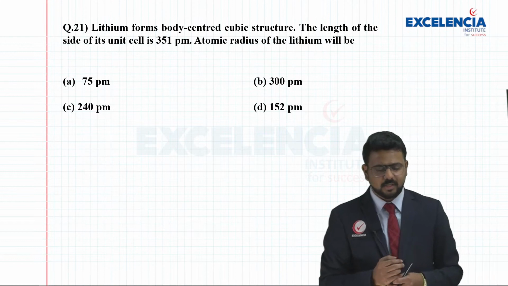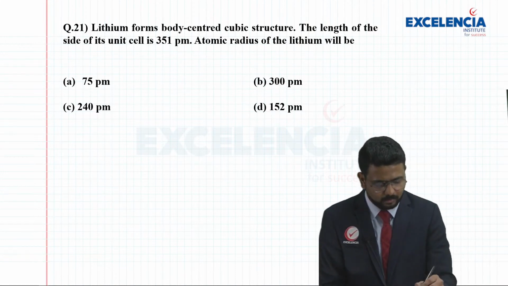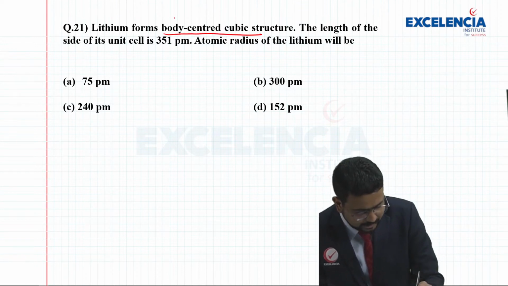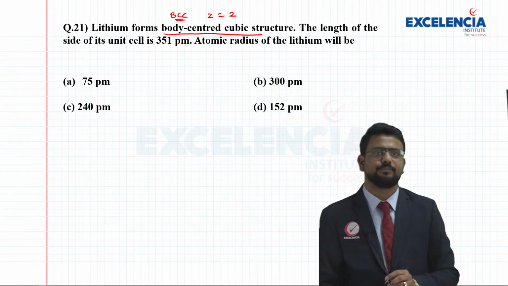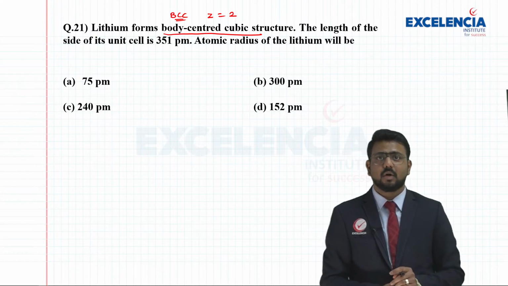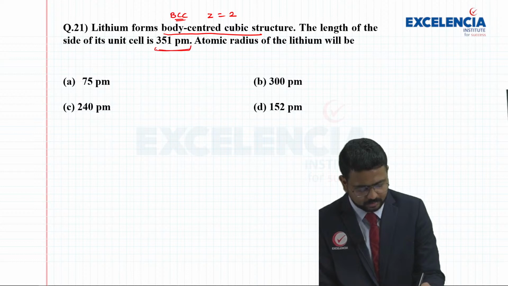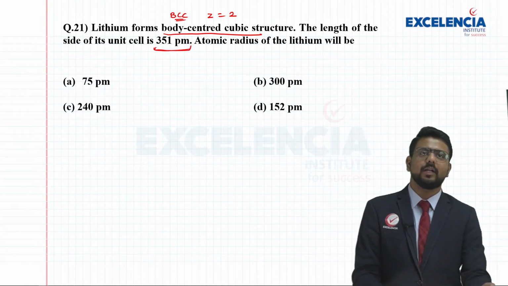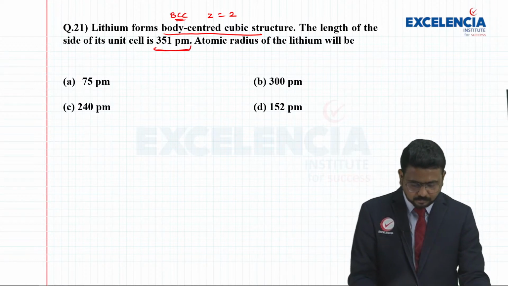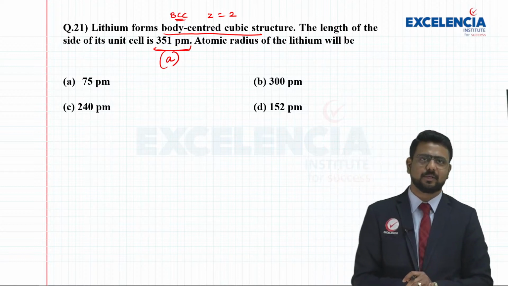Now the next question here is: lithium forms a body-centered cubic structure. It is forming BCC. The moment they say BCC, one thing is very much clear, that the value of Z is nothing but 2, the number of atoms per unit cell. The length of the side of its unit cell is 351 picometers. So what is the atomic radius of lithium? Now here they have given you the length of the side of the unit cell, basically the edge length.